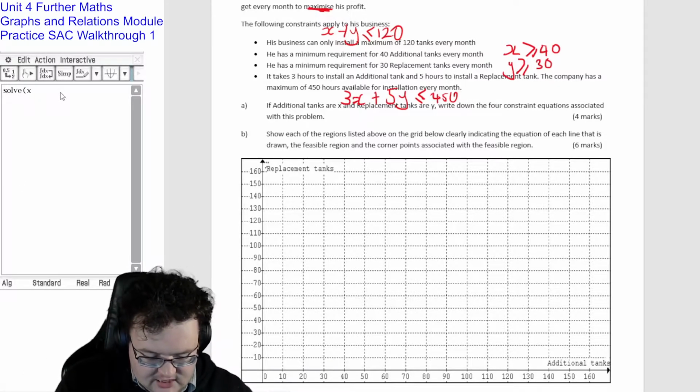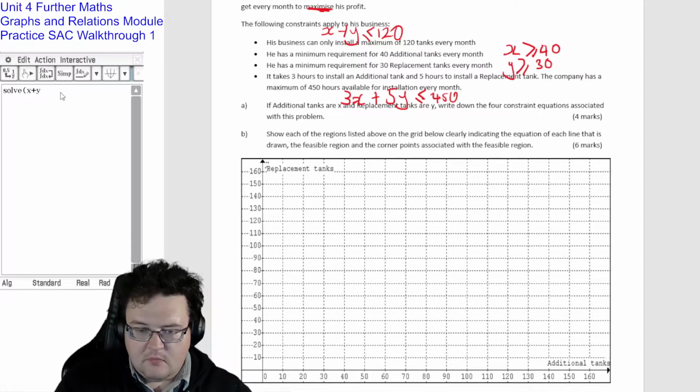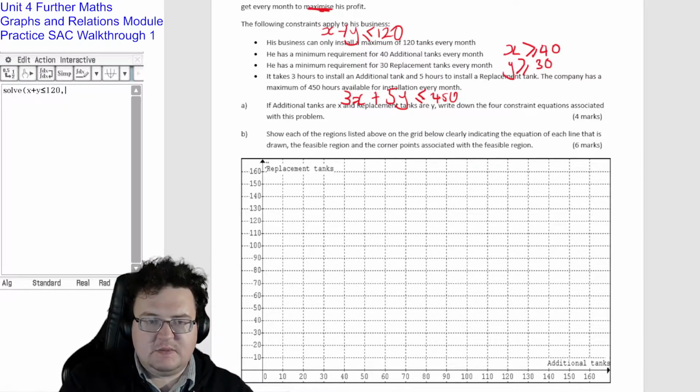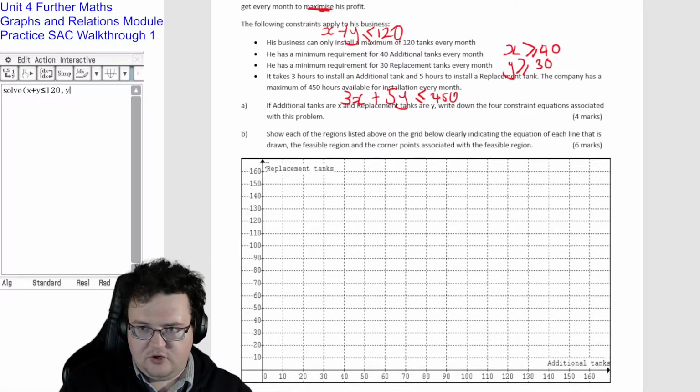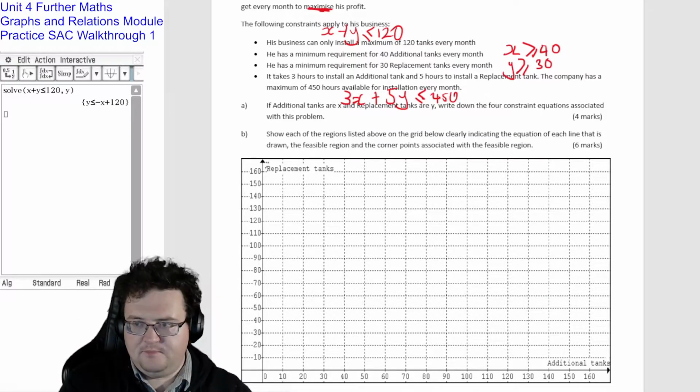So we're going to go x plus y. Remember, you can get x and y from using var or ABC. It must be less than 120. Now, because our CAS is expecting it in y equals form, we want to put it in y equals. So we want to go comma y, and we get that inequality. So we're going to keep that. We'll use it in a minute.